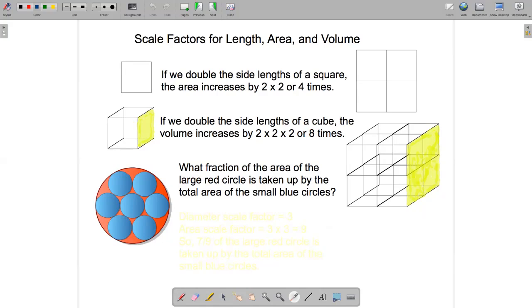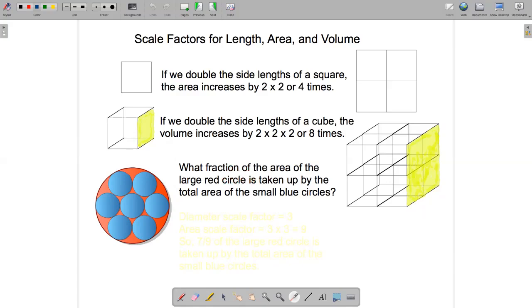I've got 7 blue circles over here, arranged so that they're enclosed by a bigger red circle. What fraction of the area of the large red circle is taken up by the total area of the small blue circles? Well, that looks impossible to answer. I haven't even told you what the diameters or the radius of any of those circles is.